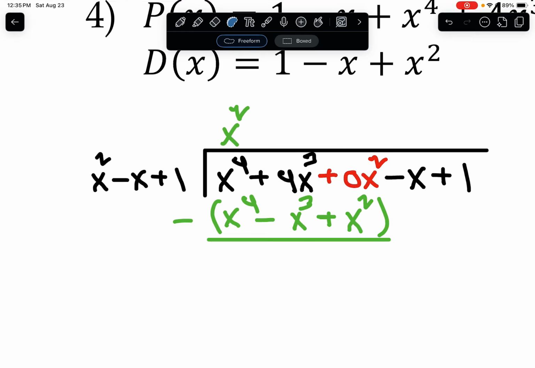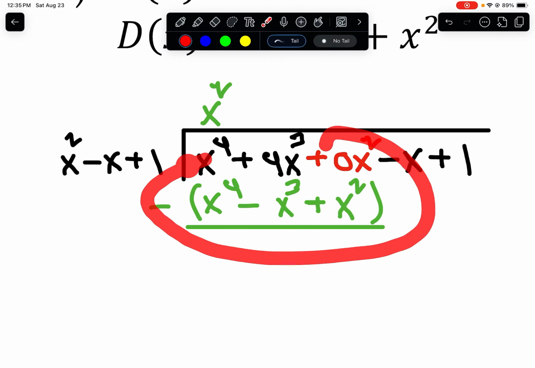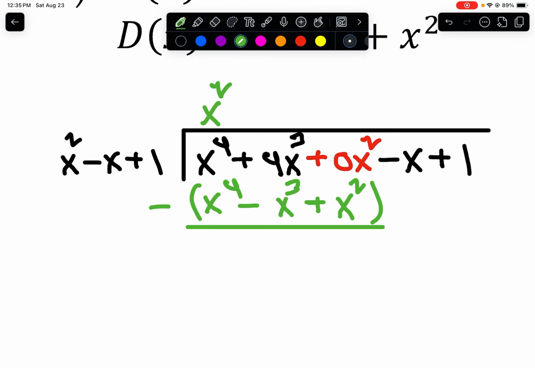Oh, Lord. Okay. Take 3. So x to the 4th minus x to the 4th, 4x cubed minus negative x cubed, and then 0x squared minus x squared. There we go. Everything matches up. So those exponents have to match up. Also, I just noticed I have green and red. Merry Christmas. Ho, ho, ho.